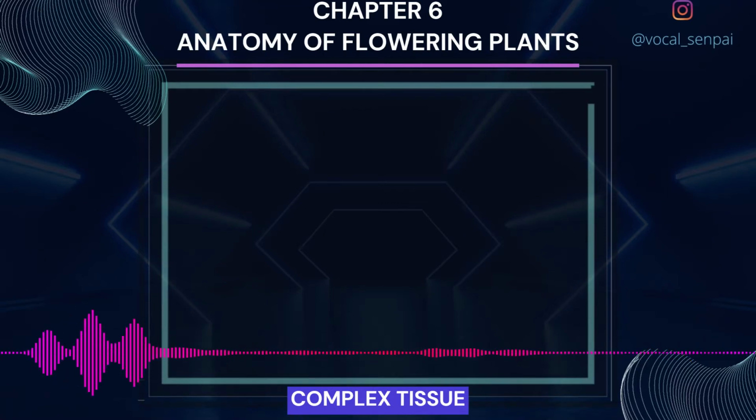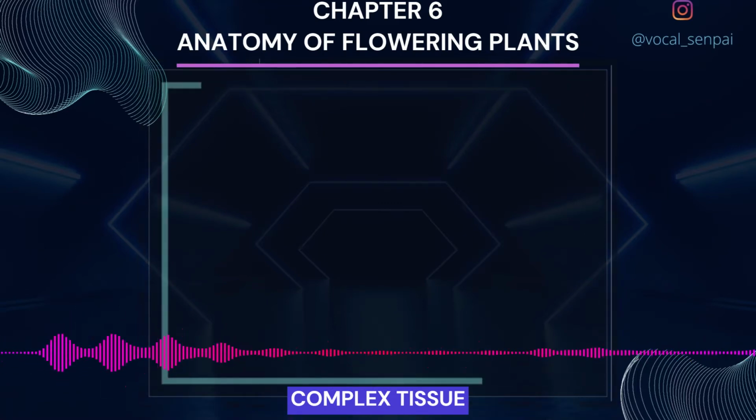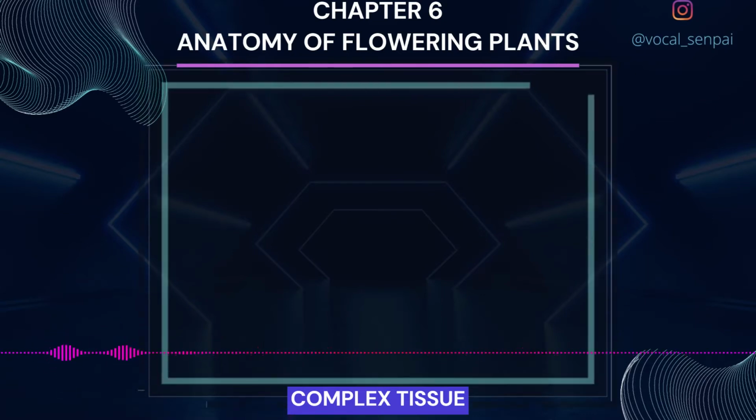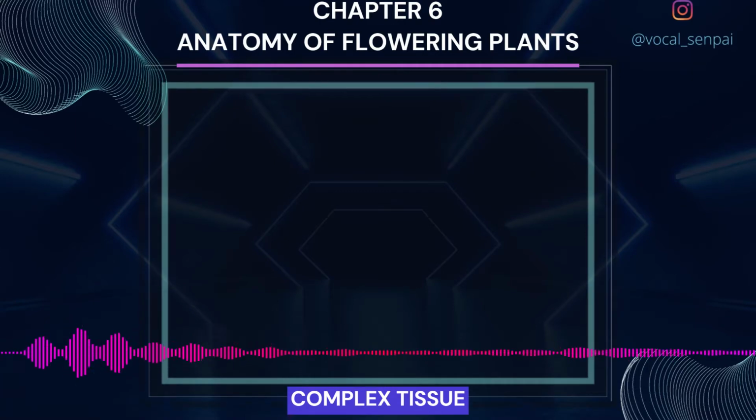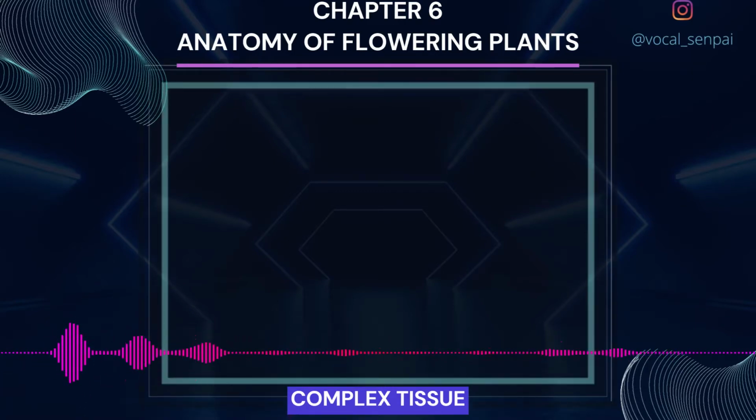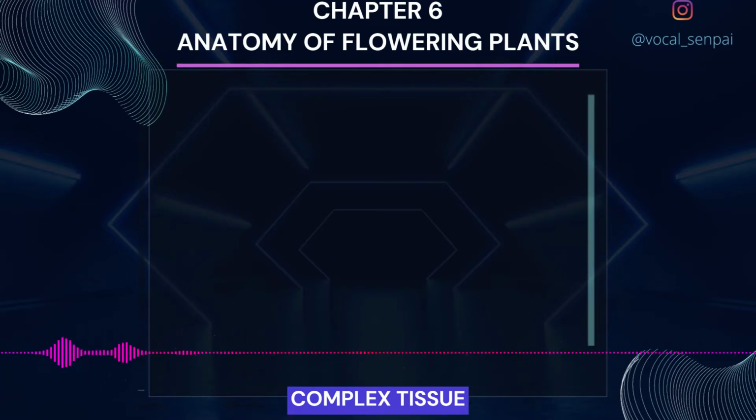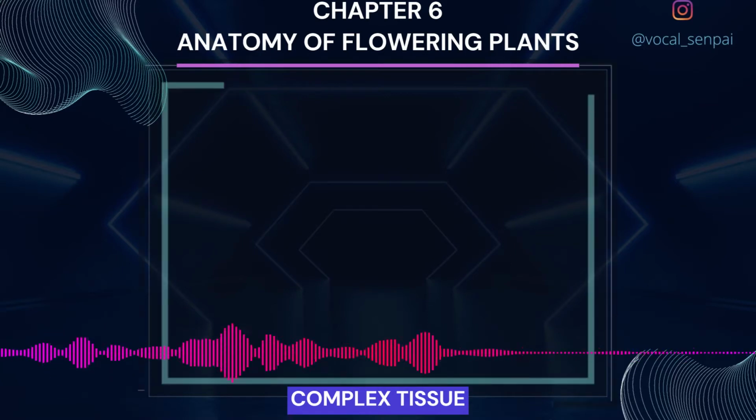The complex tissues are made of more than one type of cells and these work together as a unit. Xylem and phloem constitute the complex tissues in plants, figure 6.3. Xylem functions as a conducting tissue for water and minerals from roots to the stem and leaves. It also provides mechanical strength to the plant parts.